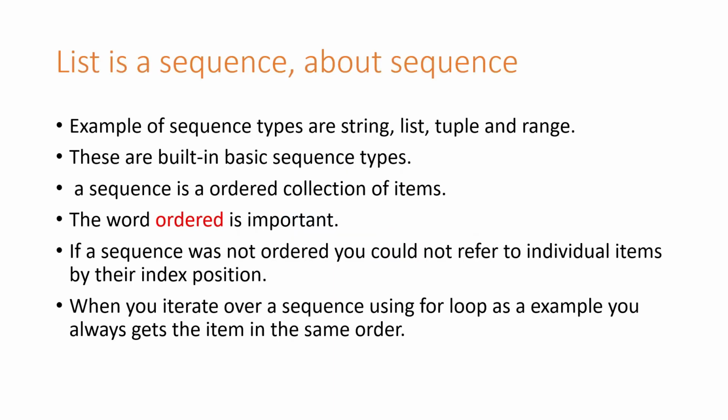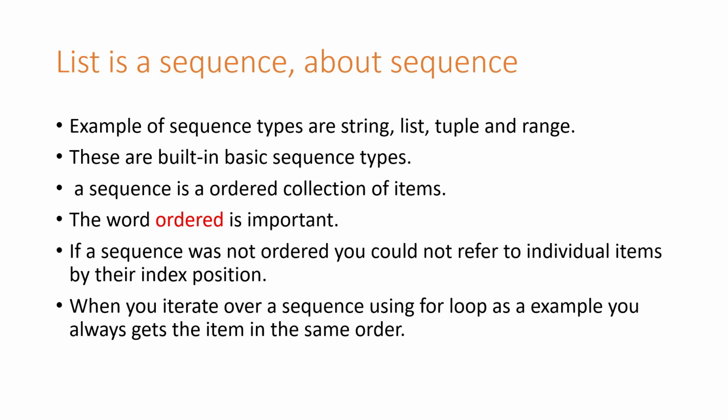List is a sequence. There are many sequences in Python. I'm giving you examples: string, list, tuple and range. These are built-in basic sequence types. What is a sequence? A sequence is an ordered collection of items. The word ordered is important. We know string, list, tuple and range are all ordered.